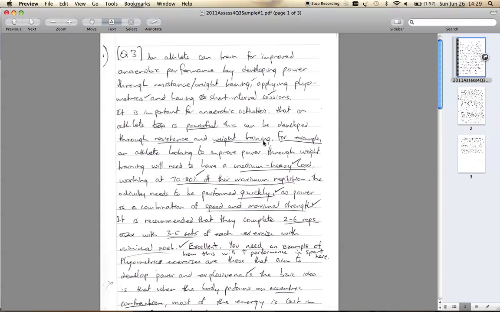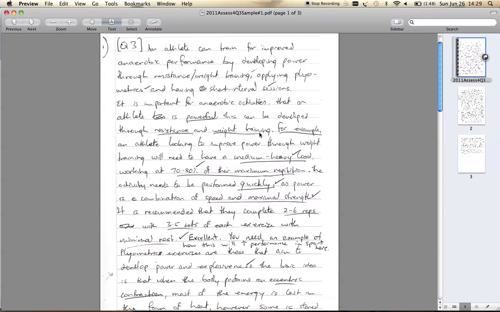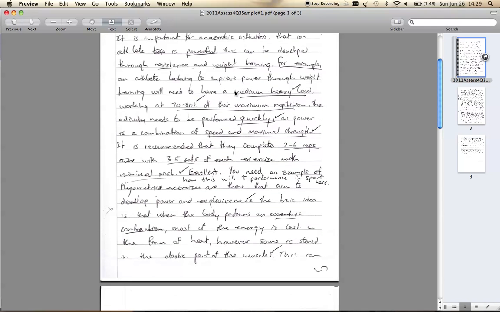Now this first one is a pretty good answer. You can see here he's listed the 3 areas, so resistance or weight training, plyometrics and short interval. So it's clear to the marker that he knows his syllabus. He knows that to train for anaerobic performance improvement, that's what he has to do. And if you look here, when he talks about resistance or weight training, he mentions what sort of load it will be, so medium to heavy load. And also, he's given a percentage. You could have 80%, anything between 70 to 90 would have got you a pass.